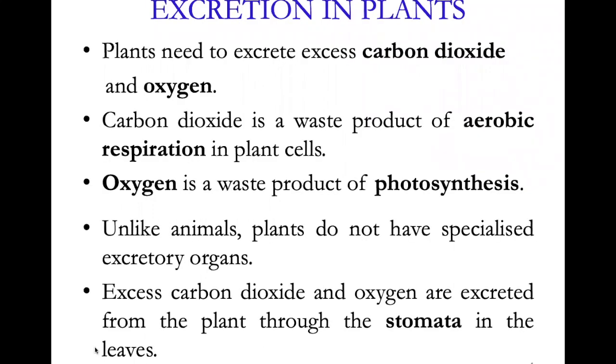Excretory system in the plants. Plants need to excrete excess carbon dioxide and oxygen. Carbon dioxide is a waste product of aerobic respiration in plant cells. Oxygen is a waste product of photosynthesis. Unlike animals, plants do not have any specialized excretory organs. Excess carbon dioxide and oxygen are excreted from the plant through the stomata in the leaves.